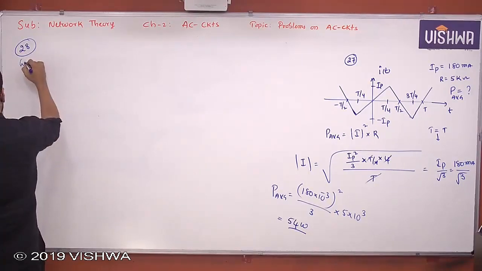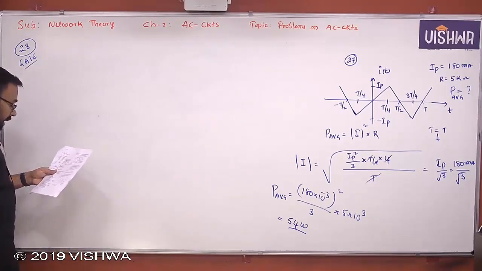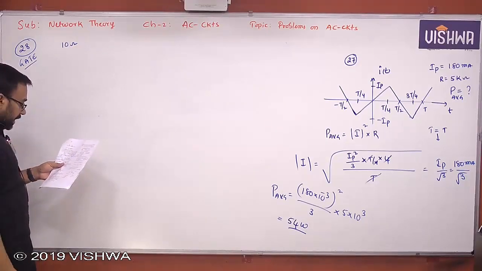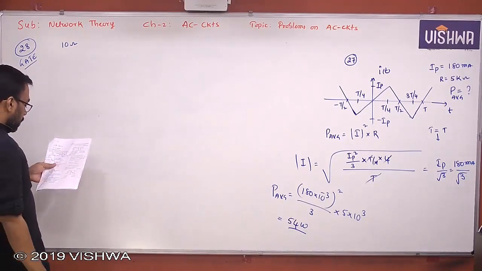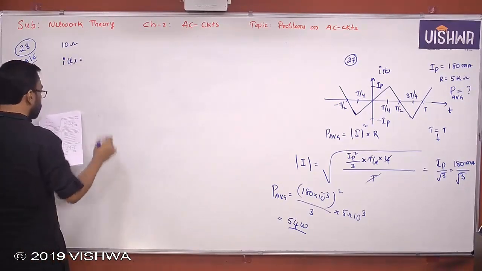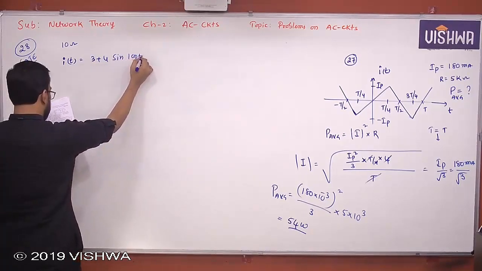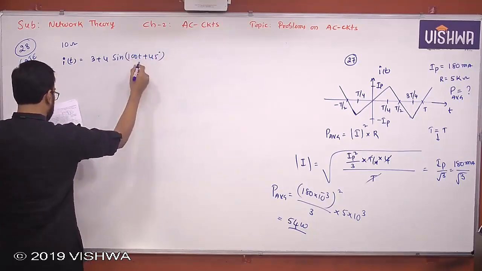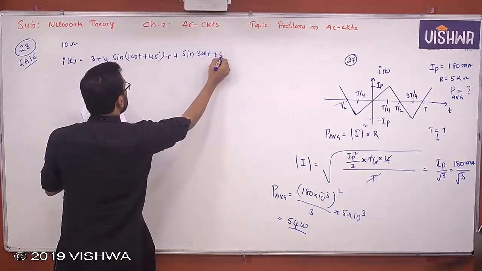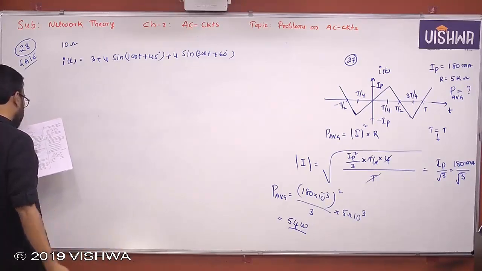This question was asked in GATE. It's a GATE previous question. The current i of t through a 10 ohm resistor in series with an inductance is given by i of t is equal to 3 plus 4 sine 100t plus 45 degrees plus 4 sine 300t plus 60 degrees amperes. All of you read the question. The RMS value of the current and the power dissipated in the circuit are?